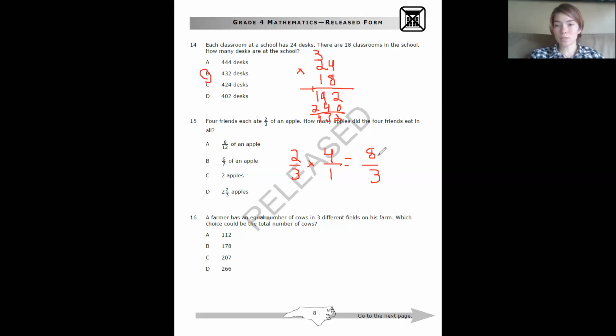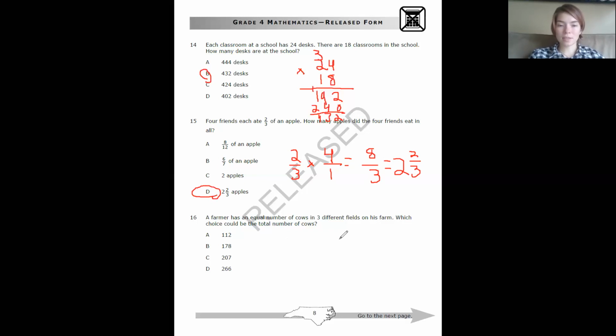Now, 3 goes into 8 2 times, so we can rewrite this as 2, and then 2 times 3 is 6. We still have 2 left to get to 8, so this is going to be 2 and 2/3. Answer D.